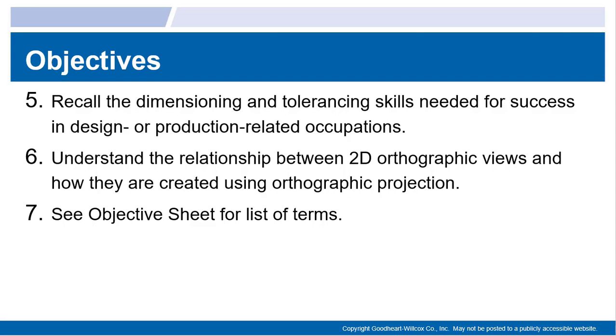Number 6, understand the relationship between 2D orthographic views and how they are created using orthographic projection. And number 7, there's a seventh objective. That's listing the terms. So see your objective sheet. You should have it right in front of you right now while you're studying this to go over this material.